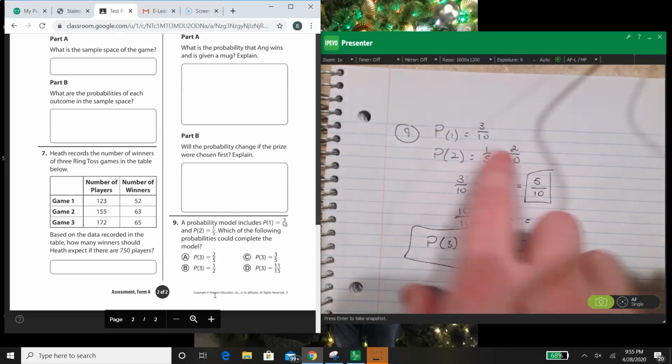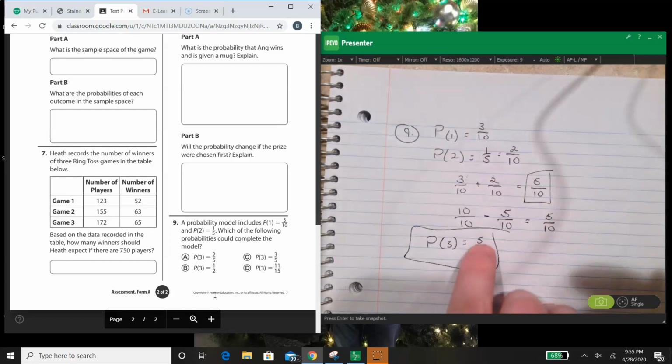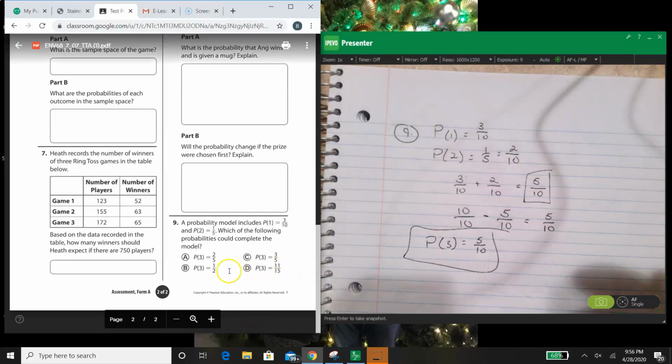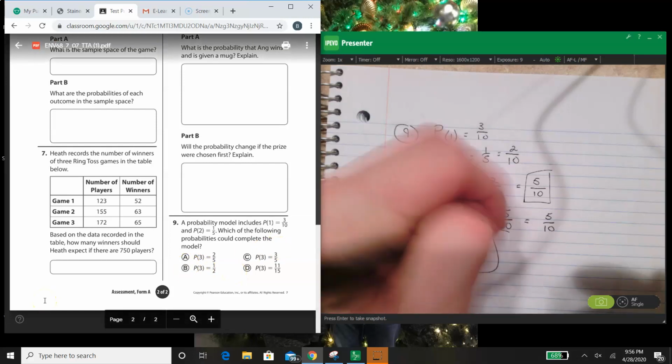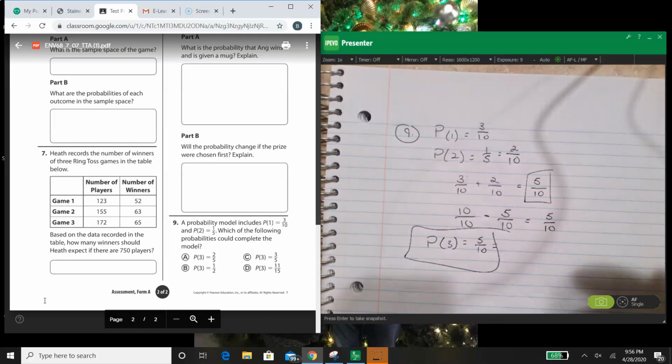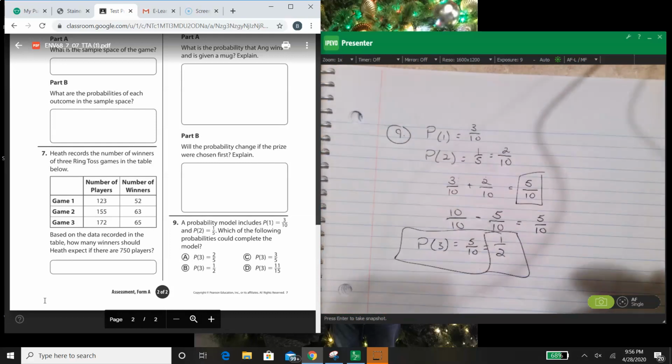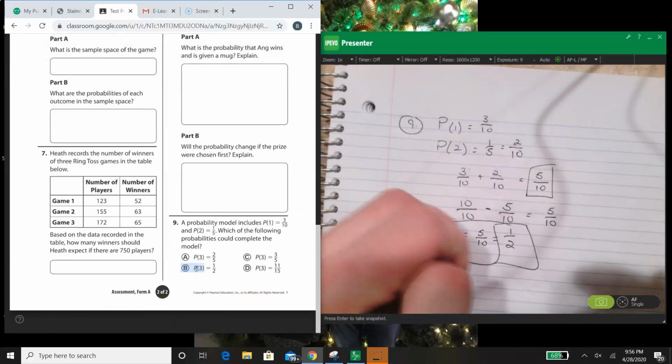And that's because 3 plus 2 plus 5 equals 10. And 10 is my denominator, and I cannot have more than 10 pieces. So 3, 2, 5, 10. 10 over 10. So if I look at my answers A, B, C, and D, none of them really match, and that's because we need to simplify. 5 over 10 simplifies into 1/2. So your answer on number 9 is going to be letter B.